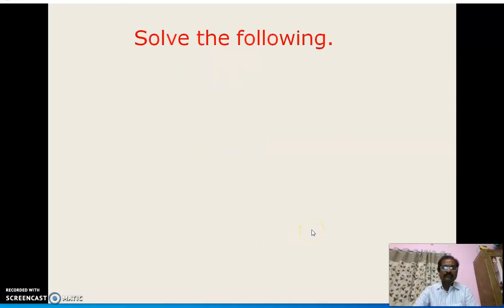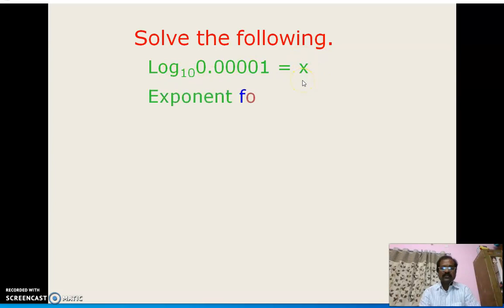Solve the following. Log 0.00001 to the base 10 is equal to how much? This is the logarithmic form. We can convert into exponential form. This is the base 10, this is the exponent, and it will be in exponential form.